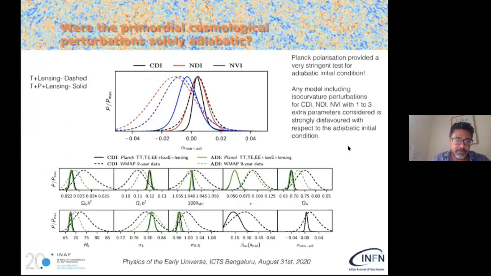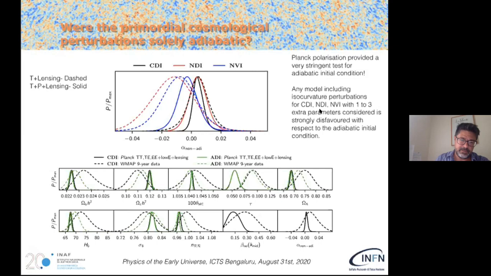So Planck polarization provided a very stringent test for adiabatic initial conditions. Any model including isocurvature perturbation for CDM, neutrino density or neutrino velocity with 1 or 3 extra parameters are now strongly disfavored with respect to the adiabatic initial condition. With the precision of Planck data, let me also stress that the addition of one of these isocurvature modes does not lead to a substantial degradation in the certainty of the other cosmological parameters.